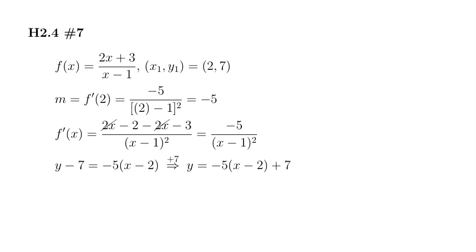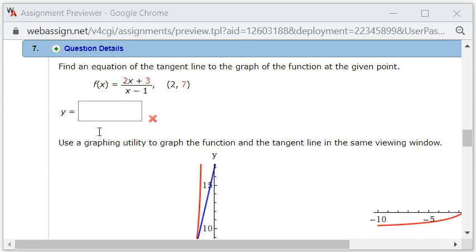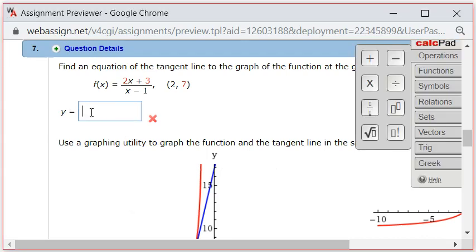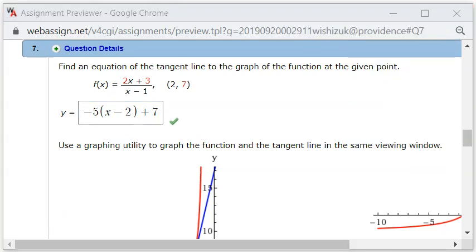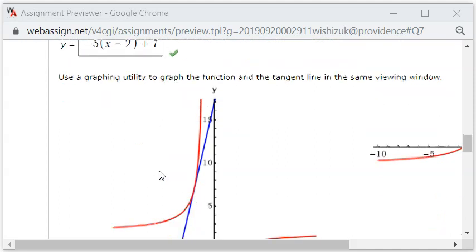So let's type it in. The slope was negative 5, then you have x minus 2, and plus 7. Let's check the answer. I came back and it looks like we got the equation of the tangent line correctly. So let's do the next part.